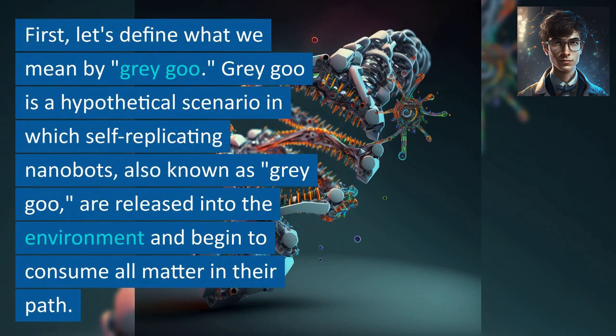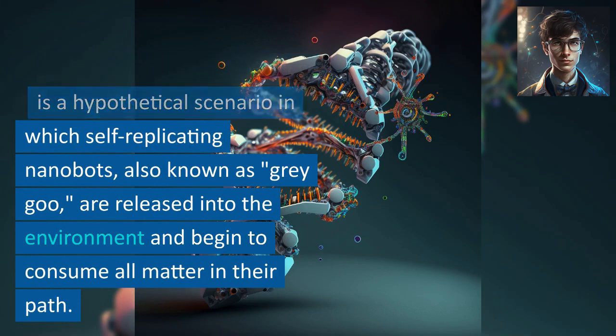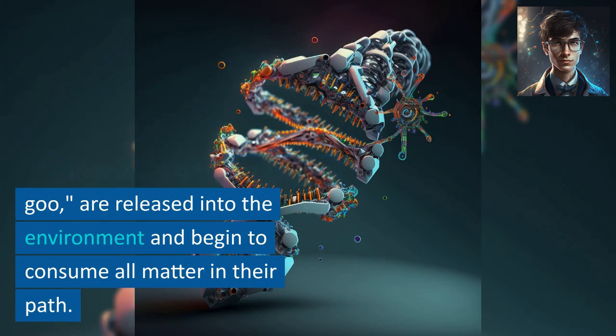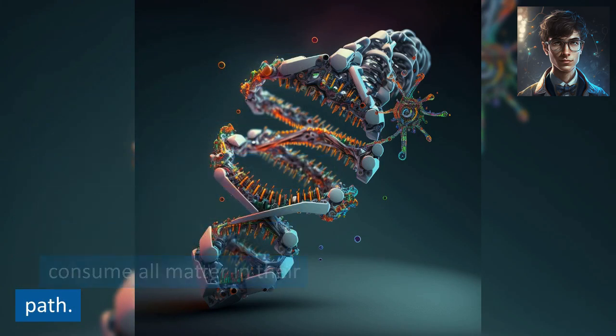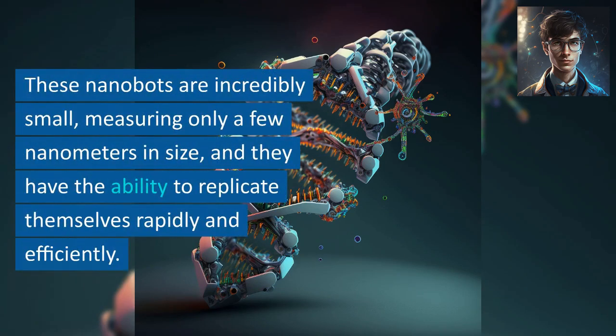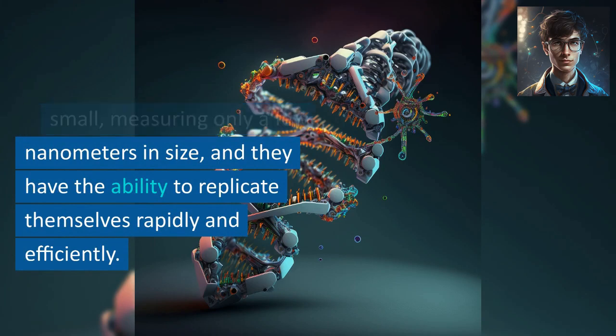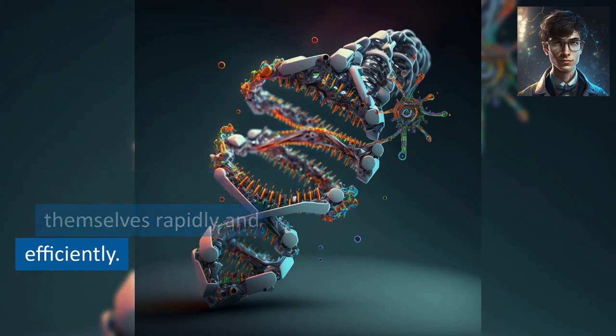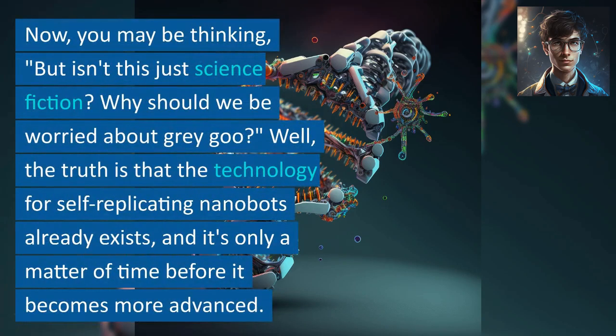First, let's define what we mean by grey goo. Grey goo is a hypothetical scenario in which self-replicating nanobots, also known as grey goo, are released into the environment and begin to consume all matter in their path. These nanobots are incredibly small, measuring only a few nanometers in size, and they have the ability to replicate themselves rapidly and efficiently. Now, you may be thinking, but isn't this just science fiction?